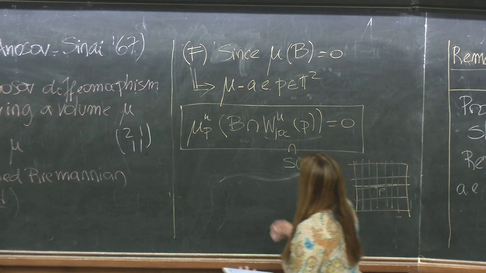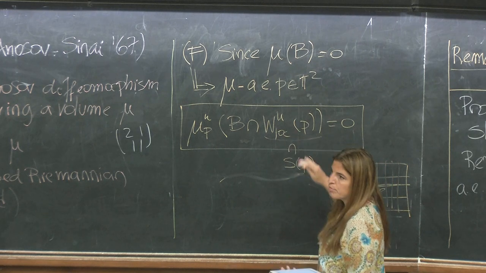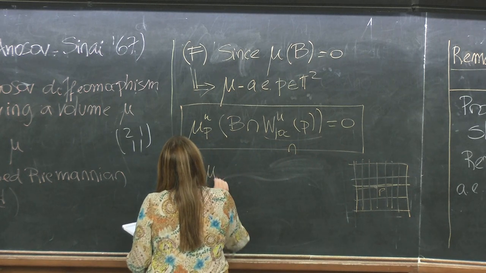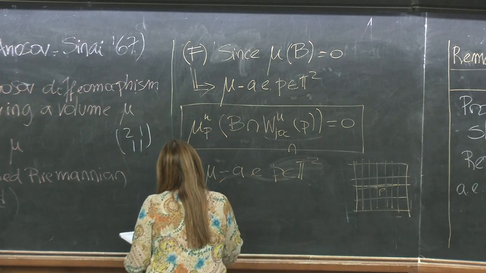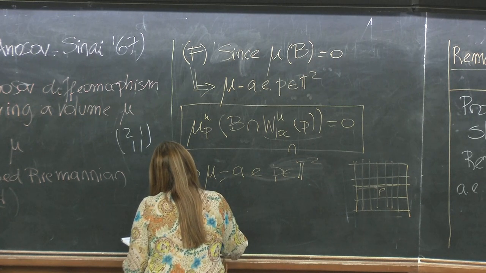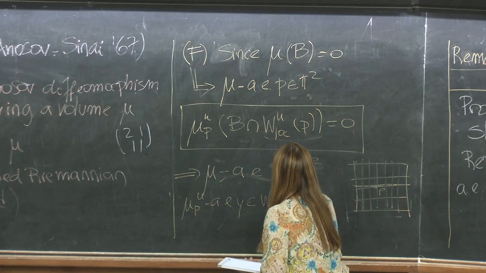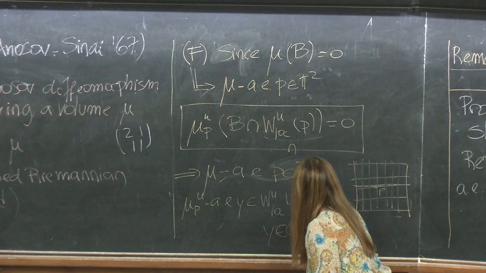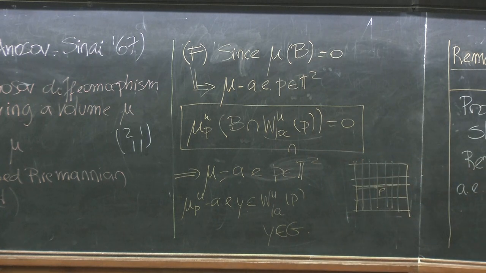Okay. So the measure of bad points in the local stable manifold of P is going to be zero. So as a consequence, we have that for almost every p in T, mu p u almost every y in the local stable manifold is a good point. I do it twice because it's easier to work with measure zero sets, because we have that this measure is one, but then we have to, okay.